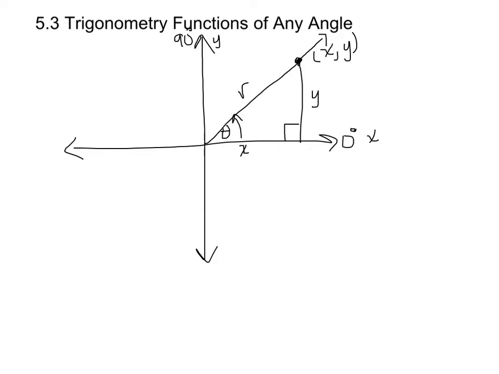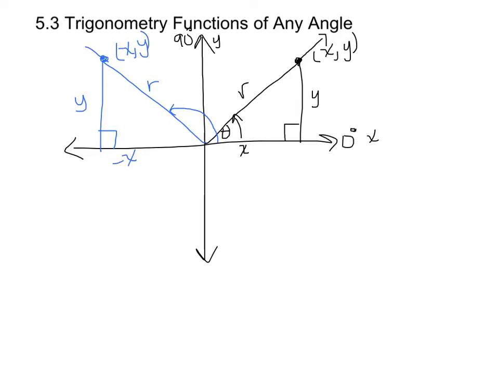If theta lies in quadrant 2, which means this angle is going to be bigger than 90. And now this is r, this is x, and this is y. And then here's the point right here, x comma y. And if you notice in this quadrant, my x's are negative and my y's are positive.